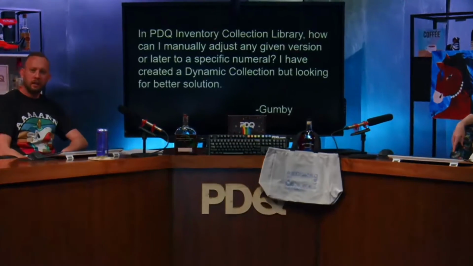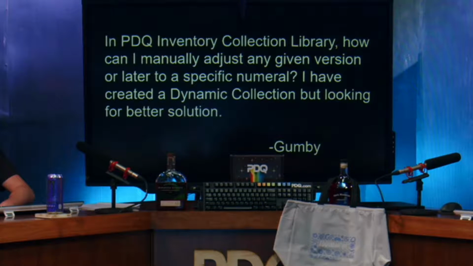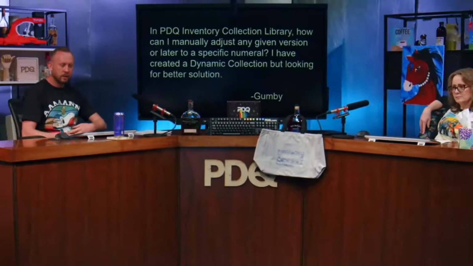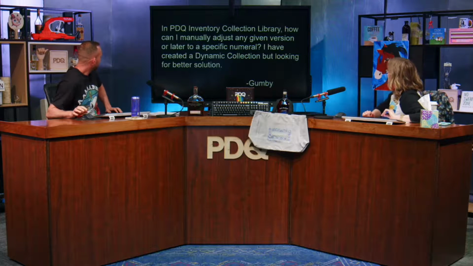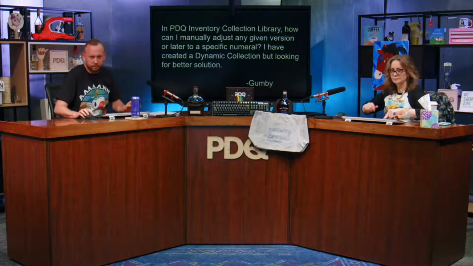All right. New question. In PDQ Inventory Collection Library, how can I manually adjust any given version or later to a specific numeral? I have created a dynamic collection, but I'm looking for a better solution. Sincerely, Gumby. Okay, let's go into Inventory.